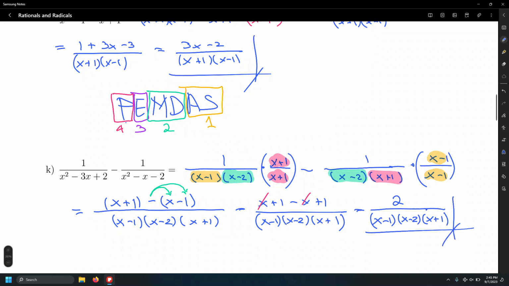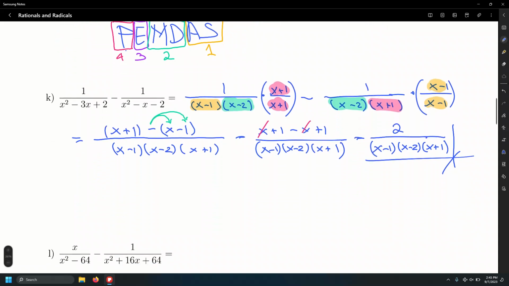And notice there's nothing else to divide out or cancel out, because in the numerator we just ended up with a constant value, 2, and there are 3 factors in the denominator. There's no x minus 1, x minus 2, or x plus 1 to divide it with. All right? And that's our final answer to this one.